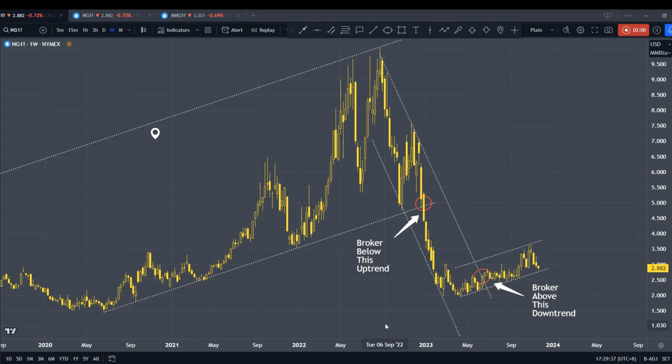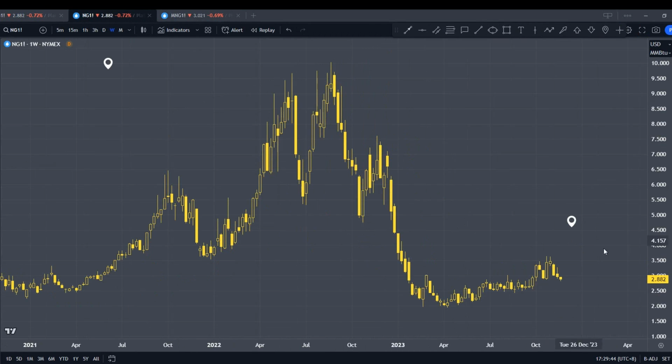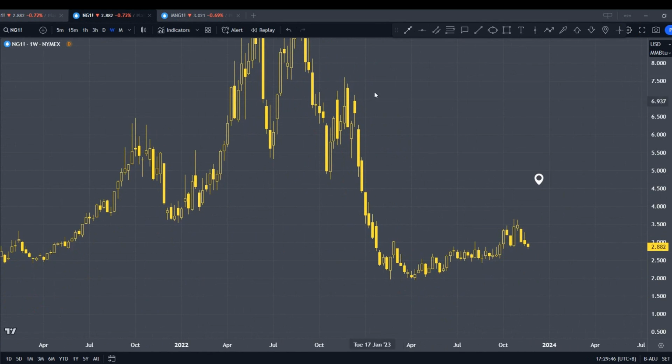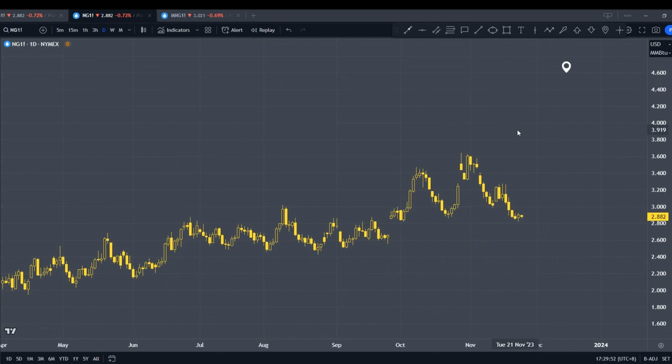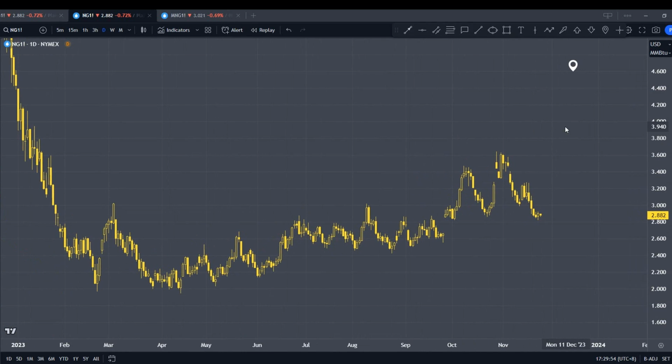Now let's get started with this uptrend since the beginning of this year in 2023. With that, I'm going to get into the daily chart. Let me just get into the daily chart here. And this is what we're going to do. I'm going to squeeze in a little bit here.